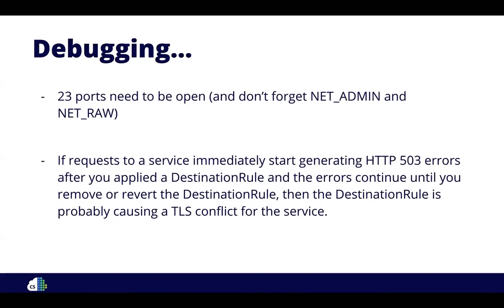Some other stuff. If you are running a cluster which is pretty highly secured, let's say, and your firewall by default blocks everything except what you define, then you need to be aware that you need to open 23 different ports for Istio to work properly. I didn't mention them because that's quite a long list. You can easily go to the Istio documentation, and there's a nice list of which ports need to be open.